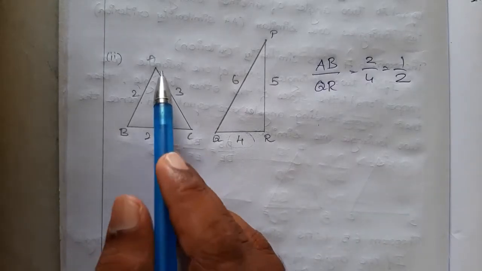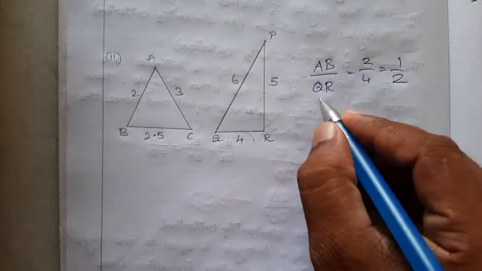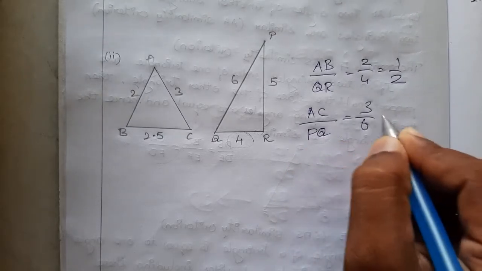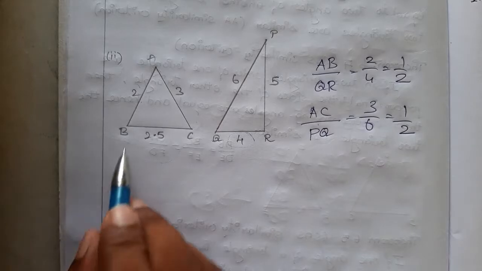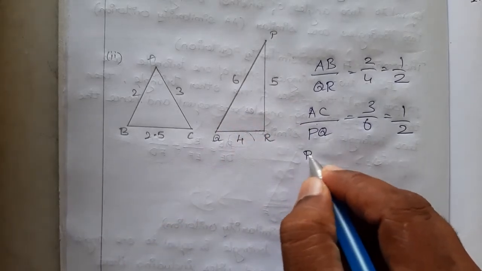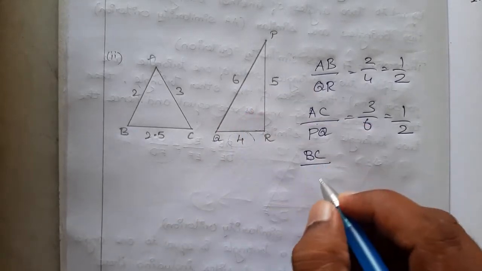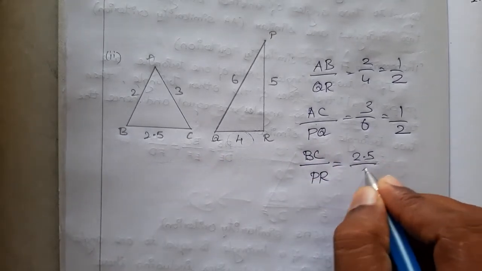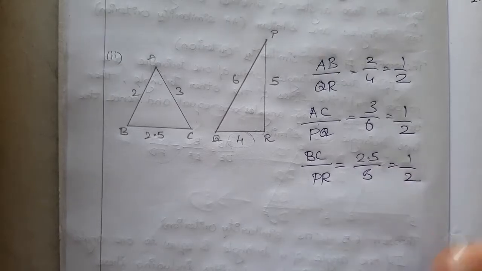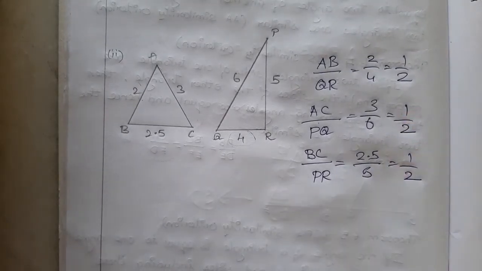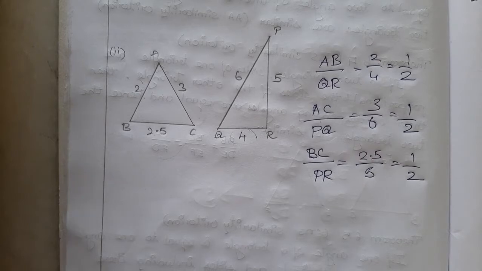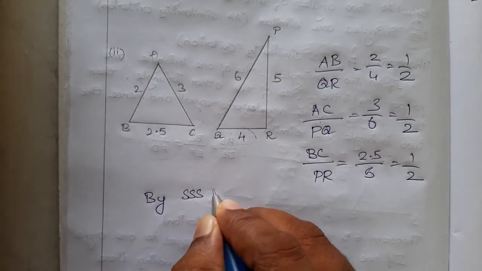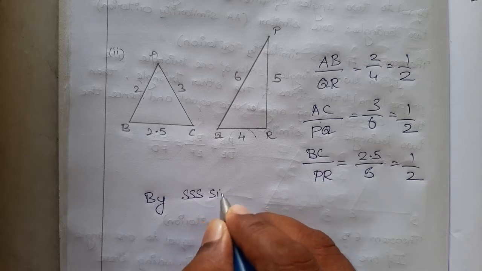And next, here I say it is AC and PQ. AC by PQ is equal to 3 by 6, which is also equal to 1 by 2. Here BC and PR, which is the rest. BC by PR is equal to 2.5 by 5, which is also equal to half. So the ratios of the 3 sides are in proportion. So by which criterion? By triple S similarity criterion, right?